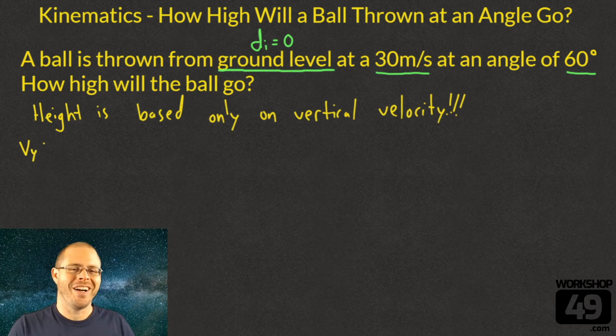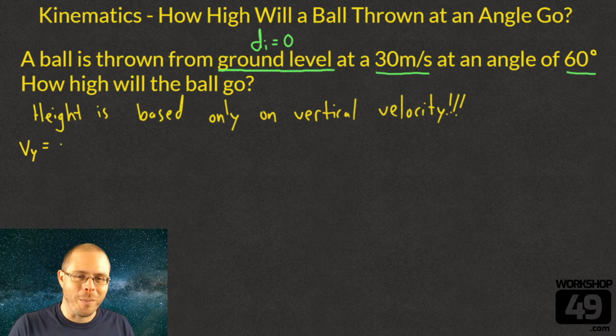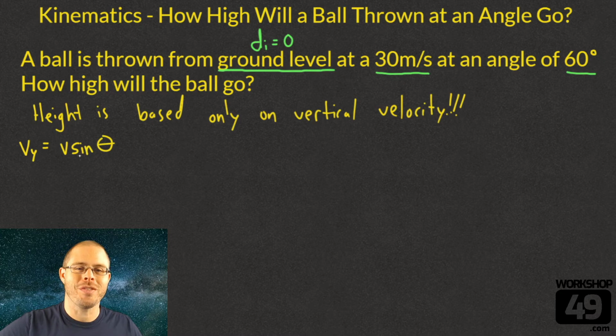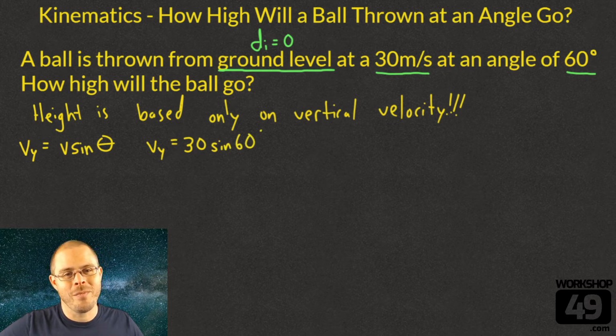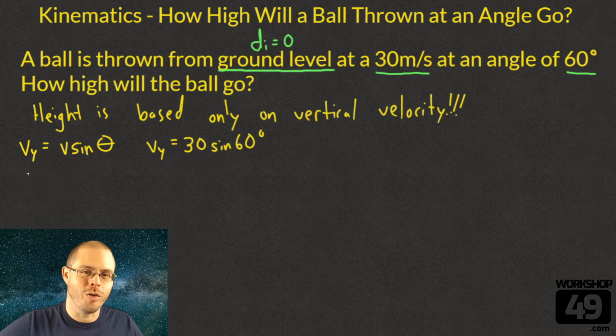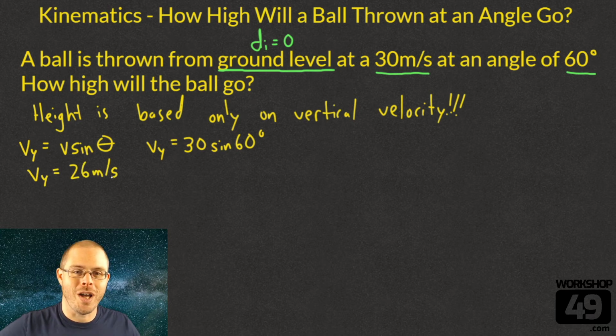If you've been working on any type of vector problems in physics, you know that we can break a vector into its vertical component by taking the magnitude, so that's the velocity, multiplied by the sine of its angle, which gives us the y component of our velocity is 30 sine 60 degrees. We can chuck this into the calculator, and what we find out is that the vertical component of our velocity is 26 meters per second.